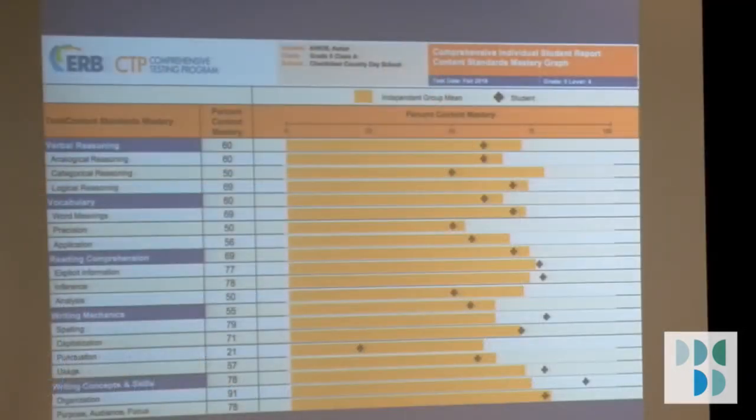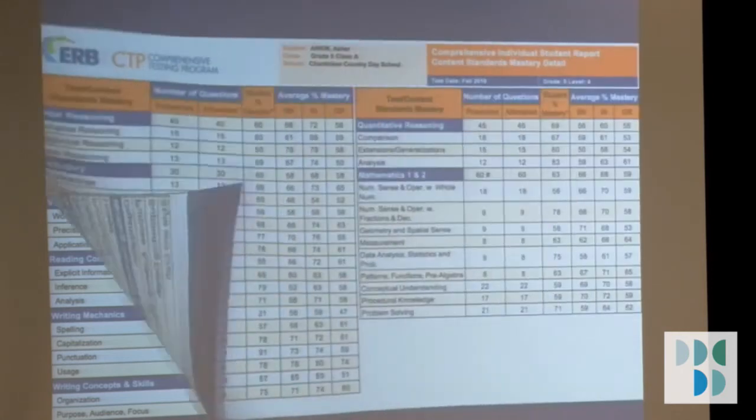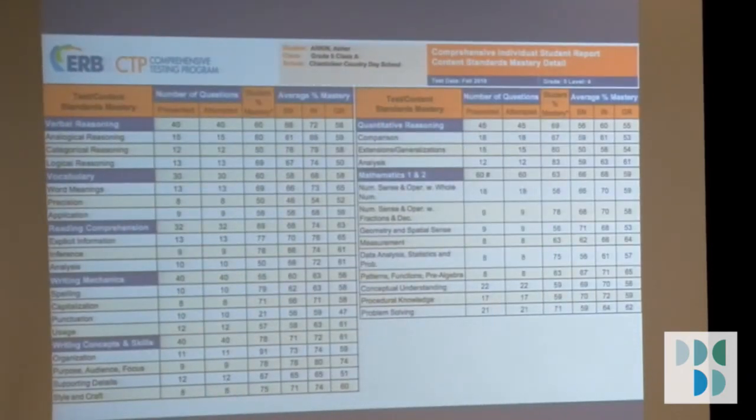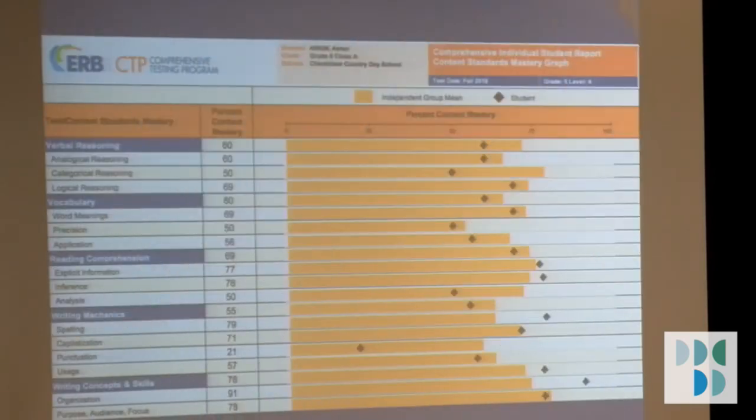So then we have the graphs, and what these next two graphs are showing is just some of the same information as the tables, but in graphic format. So rather than on a table where I have to compare number to number, average to my student, it just shows me a graph. The end of the orange bar is the average for the norm group, and then the diamond is your student.